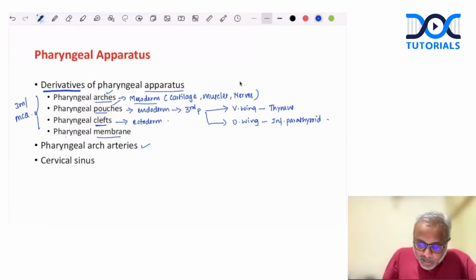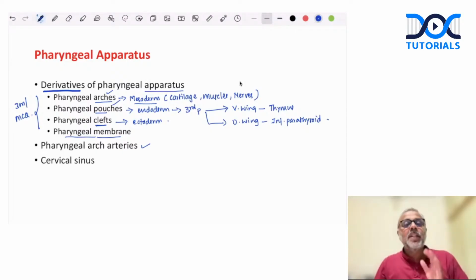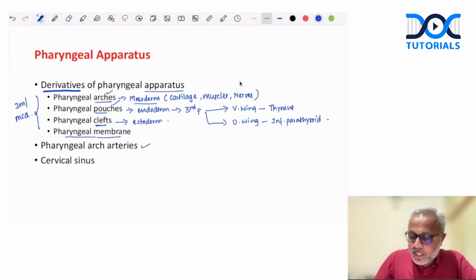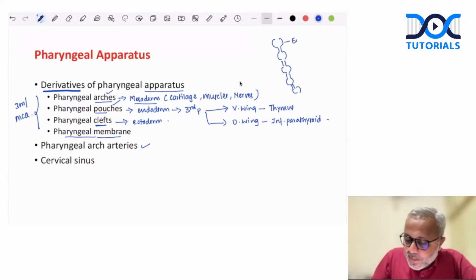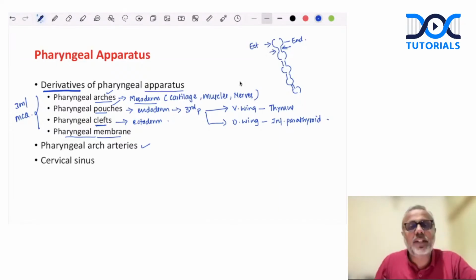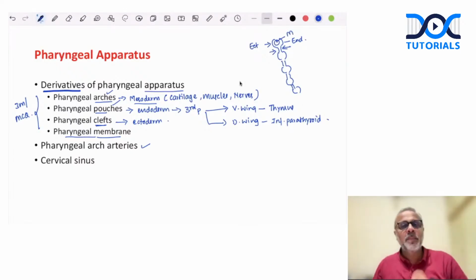Then what about the pharyngeal membrane? Now, the pharyngeal membrane is a peculiar structure, right? If we say this is the pharyngeal arches, so this is how the pharyngeal arches look, right? So inside we have the endoderm, which will give rise to pouches. Then outside we have the ectoderm, which will give rise to cleft. Then inside we have the mesoderm, right?